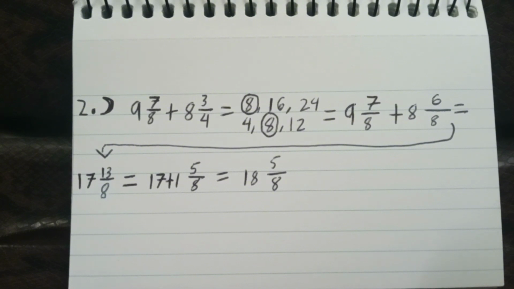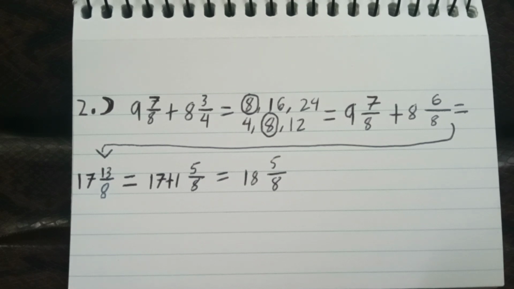And then our third step is to add the numerators. 7 plus 6 is 13. And then the whole numbers, 9 plus 8 is 17. And copy the denominator. So as you can see here, we have an improper fraction. 13 over 8 can't be possible. So what do we do here?